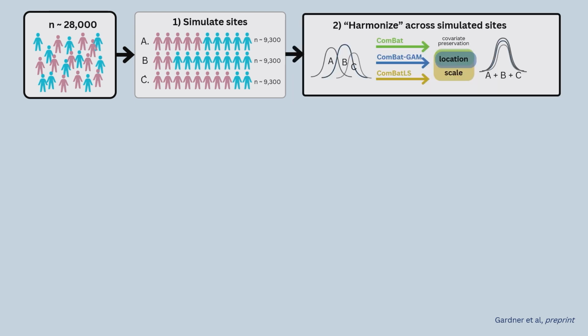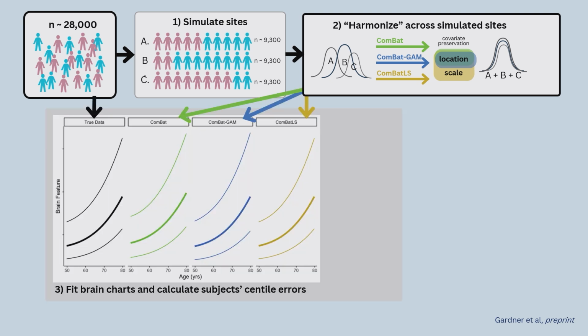And next we applied our new method, ComBatLS, as well as 2 existing methods, ComBat and ComBatGAM, to harmonize across these simulated sites. And again, it's important to note that because subjects are randomly assigned to these simulated sites, there's no actual batch effects that we're looking to harmonize. So any differences in these distributions are the results of the uneven distribution of sex, and again, things that we want to preserve.